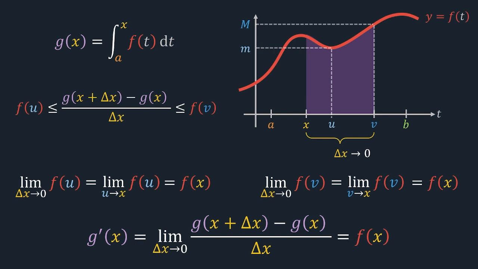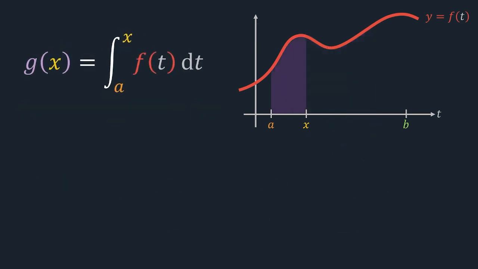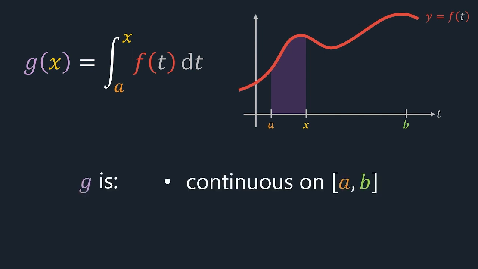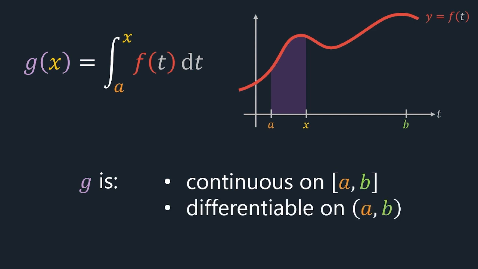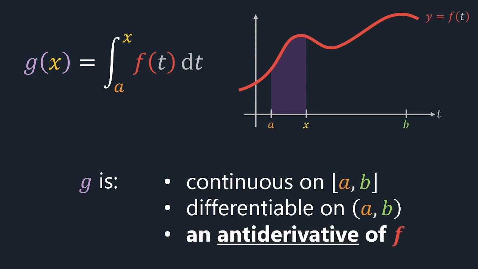And by the way, the fact that we're able to talk about g prime at all means that g has to be continuous. And there we go. We've proven everything we set out to prove. Our area accumulation function is continuous on the closed interval from a to b, and differentiable on the open interval from a to b. And most importantly, its derivative is our original function, which means that the area function g is an antiderivative of our original function f, QED.